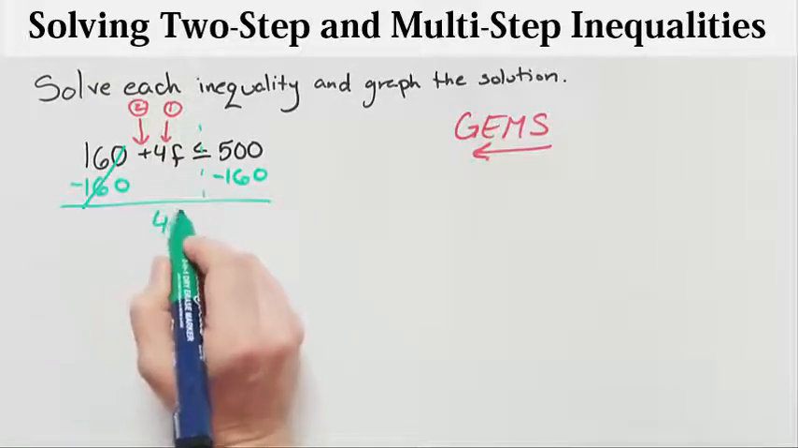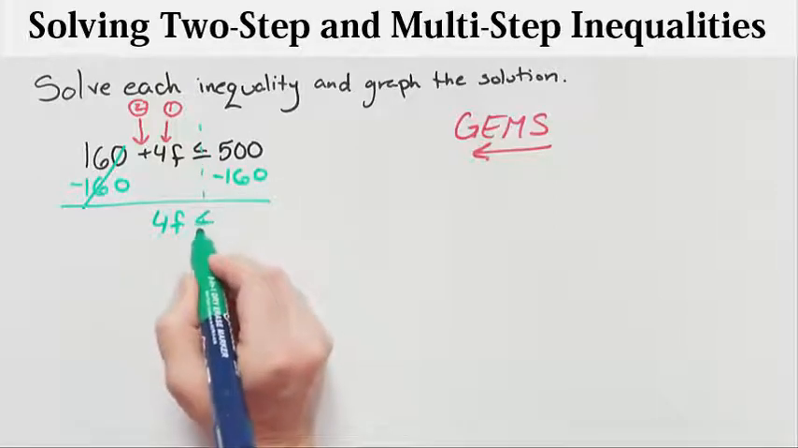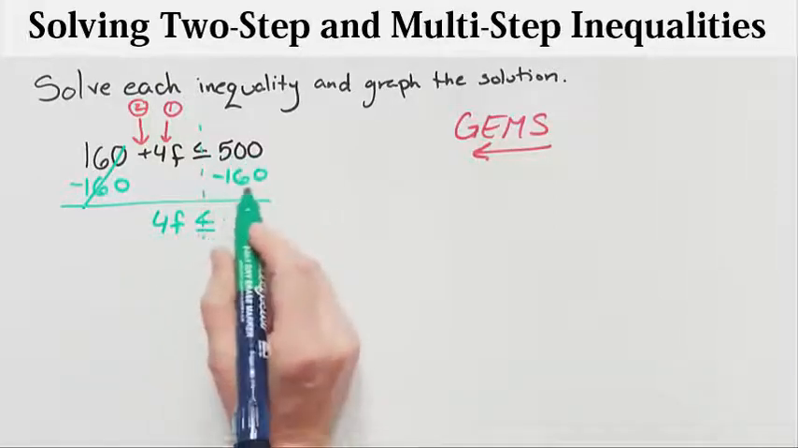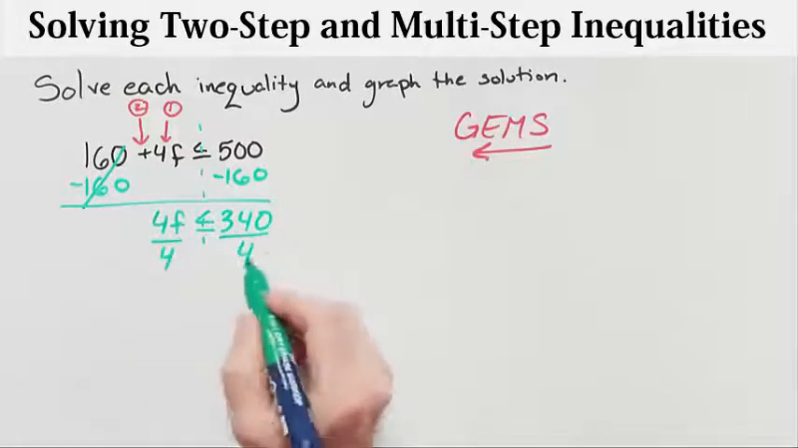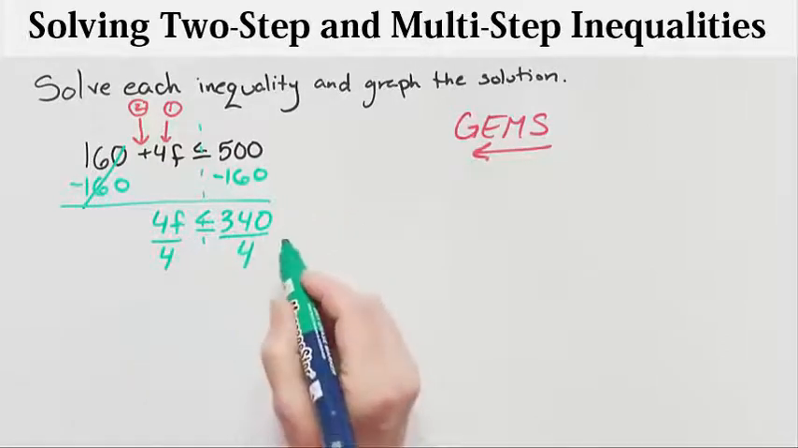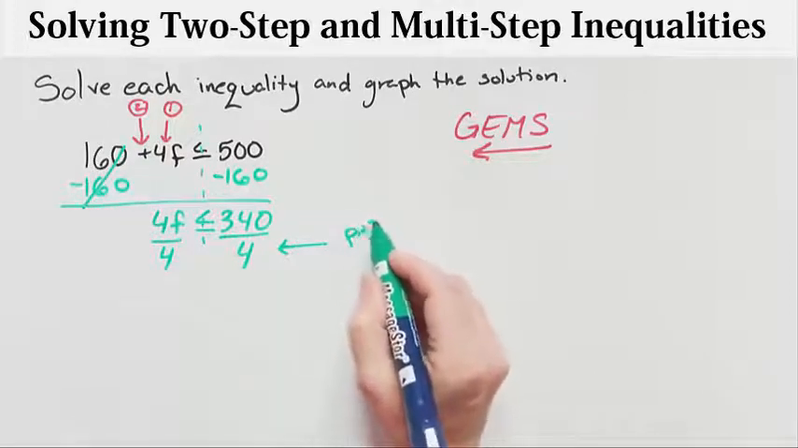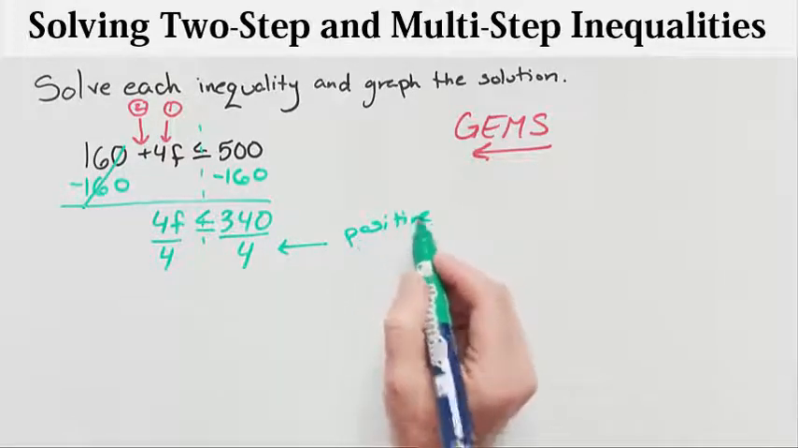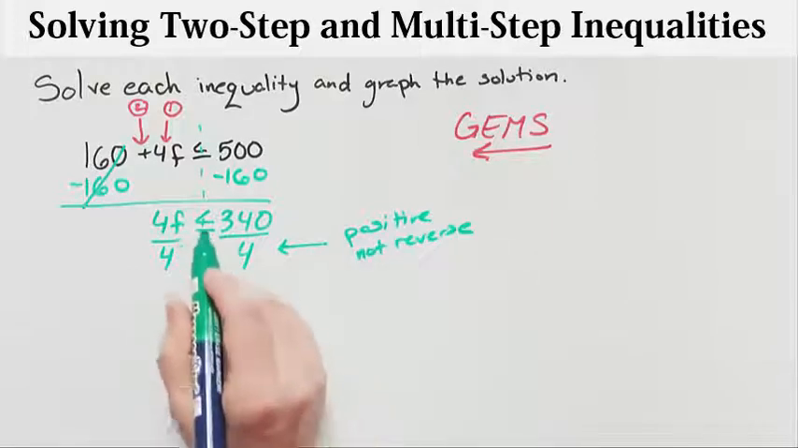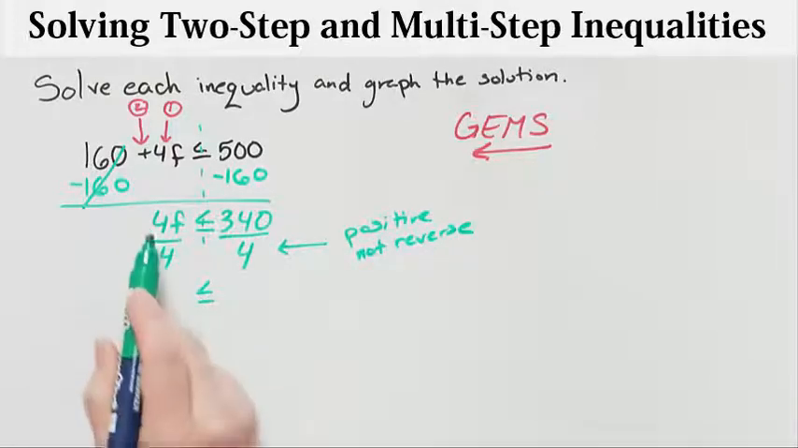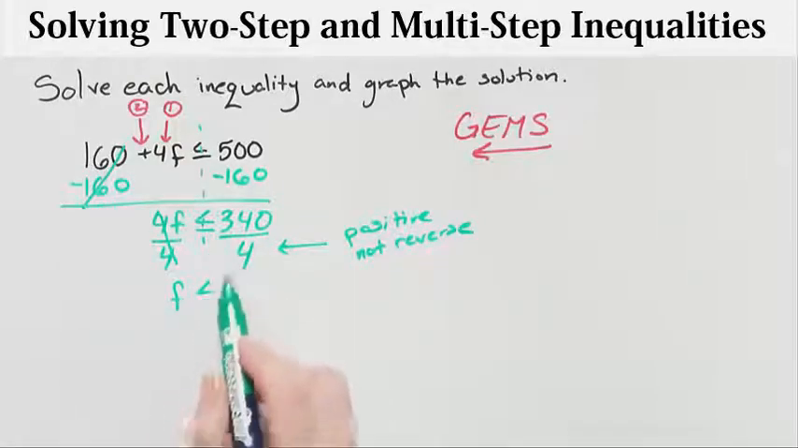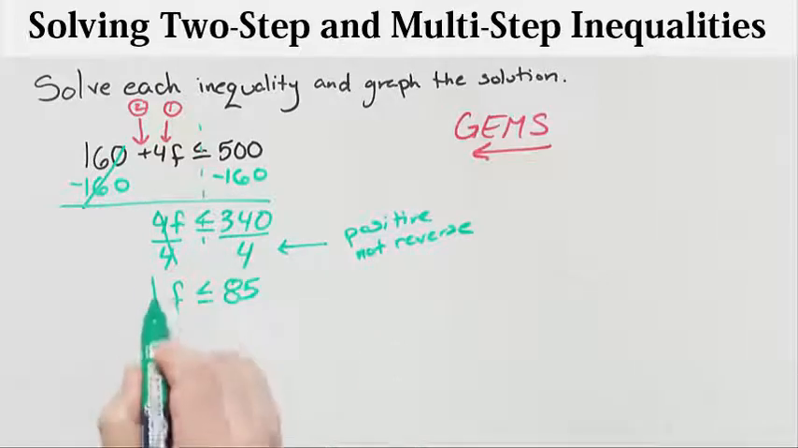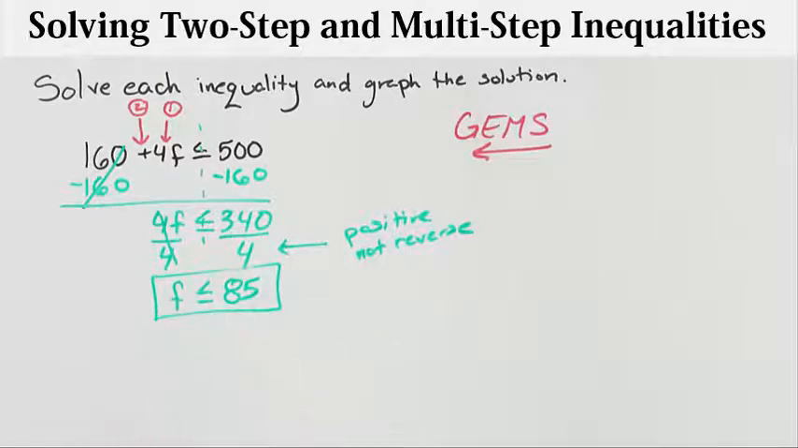I'm left with just my 4F is less than or equal to 500 minus 160 is 340. I'm going to divide both sides by 4, but I need to stop and remember I am dividing by a positive. If you divide by a positive, this means that you do not reverse. So my symbol is going to stay the exact same. 4 divided by 4 is 1, so I'm left with F is less than or equal to 340 divided by 4, which is 85. So I'm graphing F is less than or equal to 85.